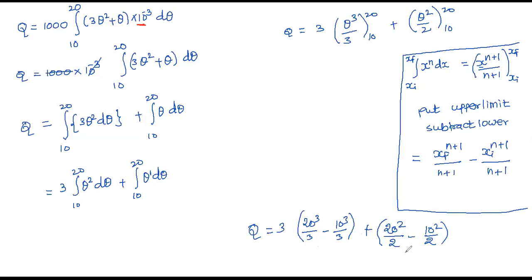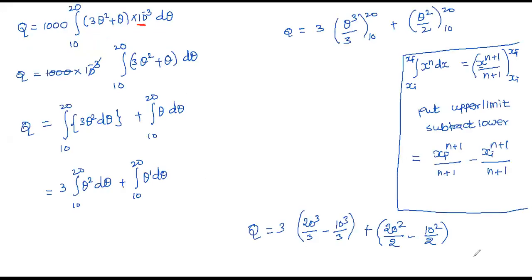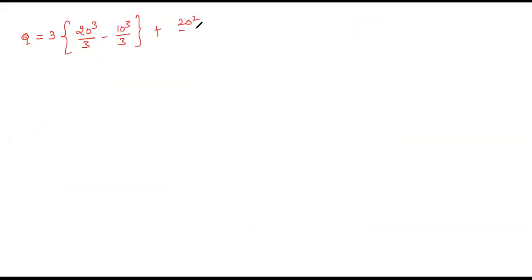So here what I got, this q is equal to 3 into, 20 cube by 3 minus 10 cube by 3, plus, you see here, 20 square by 2 minus 10 square by 2.